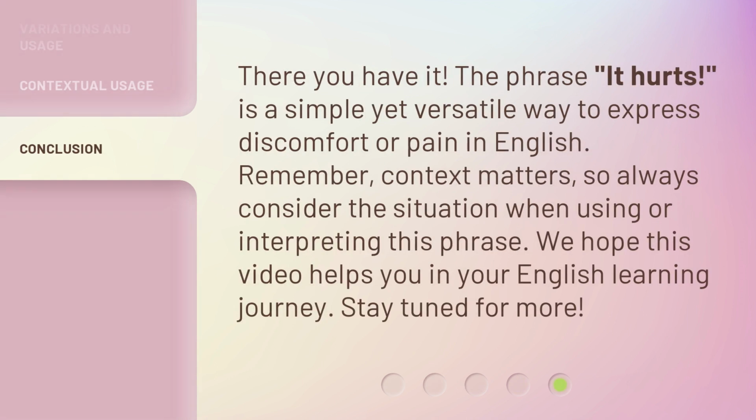There you have it. The phrase "it hurts" is a simple yet versatile way to express discomfort or pain in English. Remember, context matters, so always consider the situation when using or interpreting this phrase.